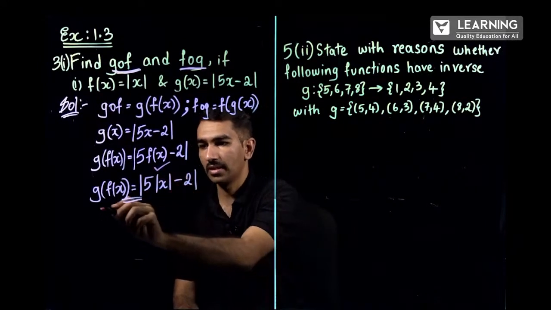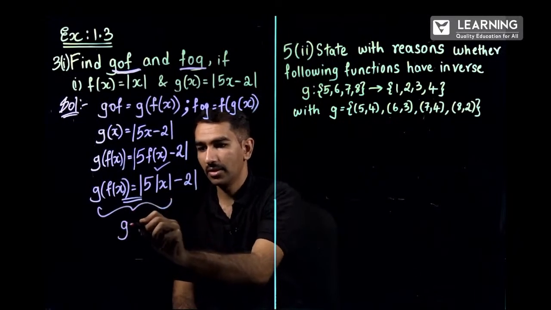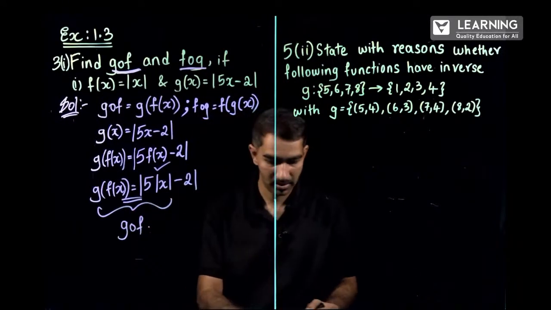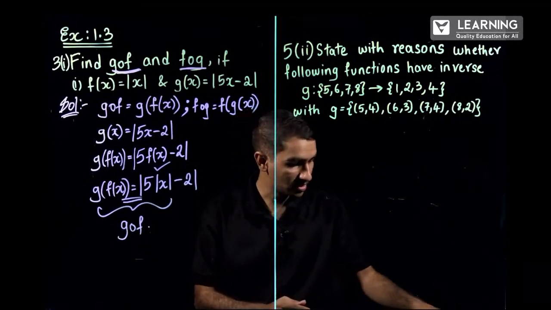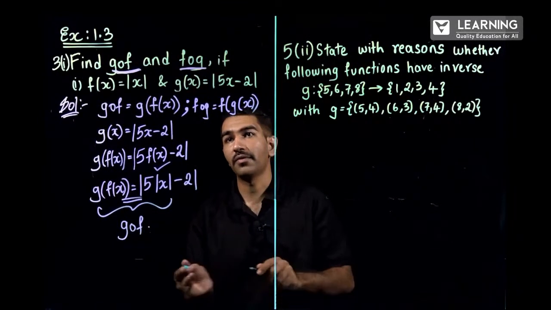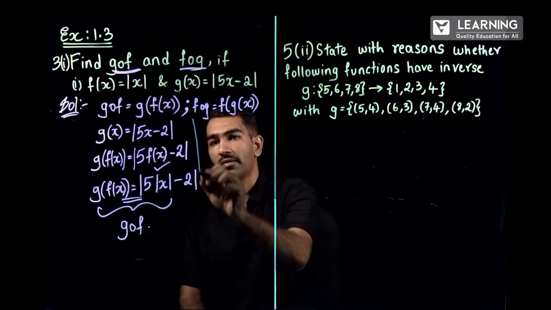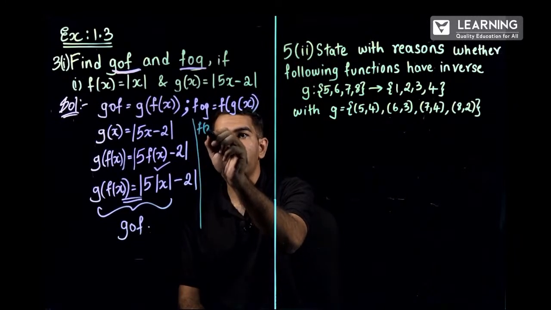So what is this, students? This is nothing but GOF. Moving on to the next one. Now we will find out what is f of g. We'll just change the color here. To find out f of g, same thing, students, we'll write f of x first.